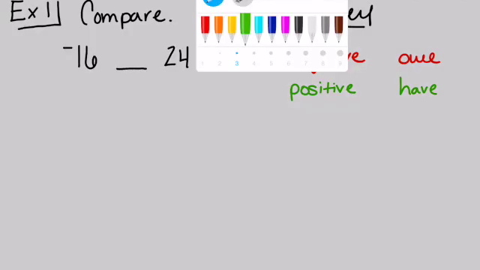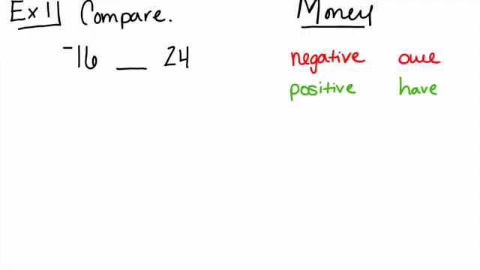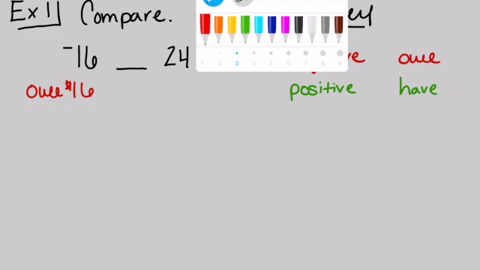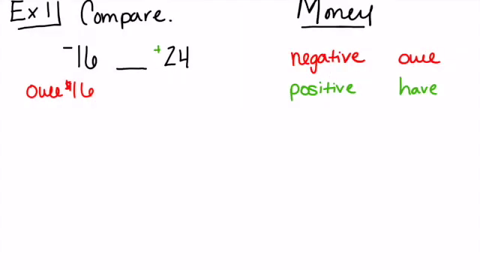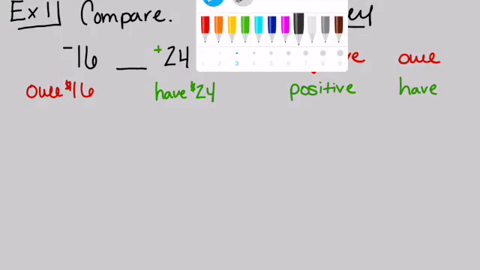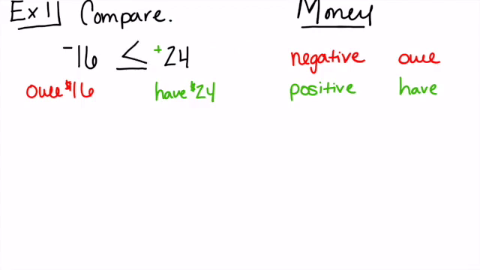So in this case, we would say that for negative 16, that would be like owing somebody $16. And for a regular 24, it's actually a positive 24. Since there's nothing there, we know it's positive. That's like having $24. So which one is having more money? All right, and you would say, oh, well, having is more than owing. So we would say that negative 16 is less than positive 24.